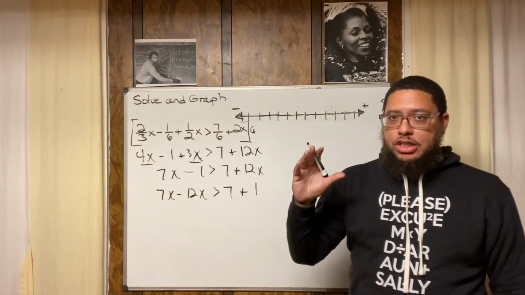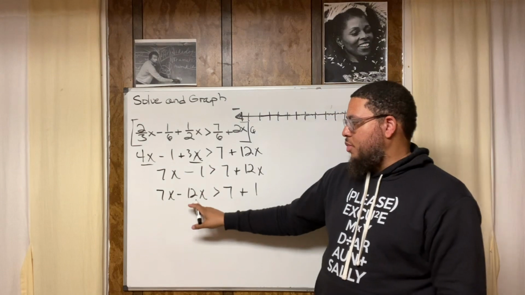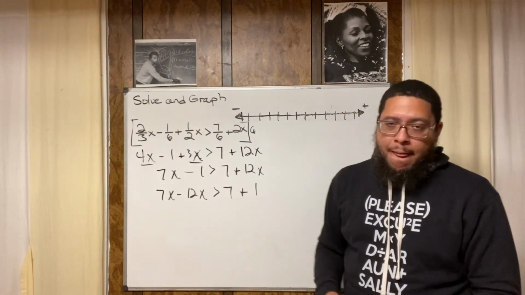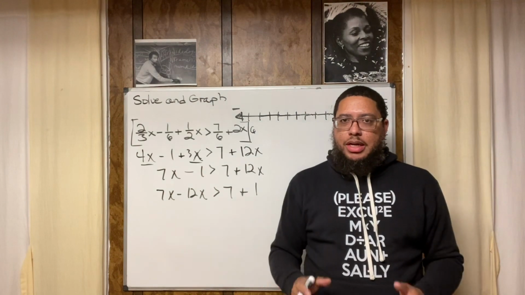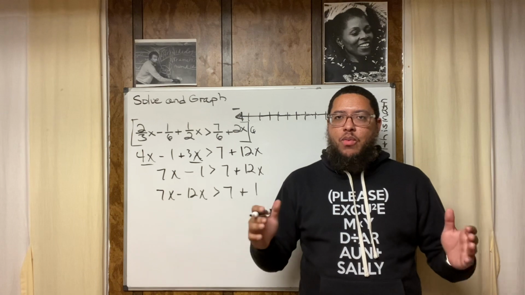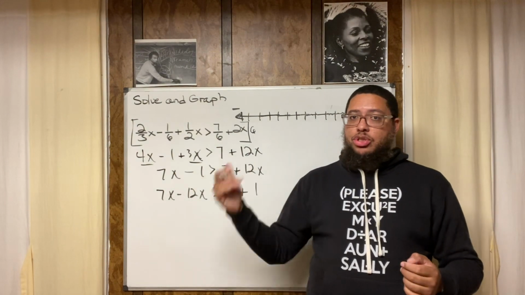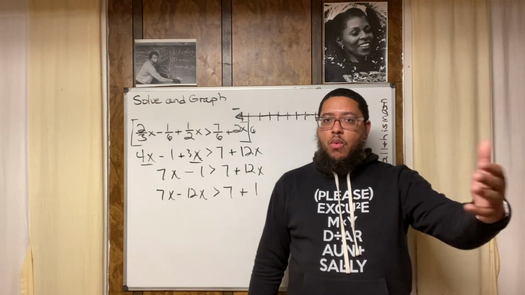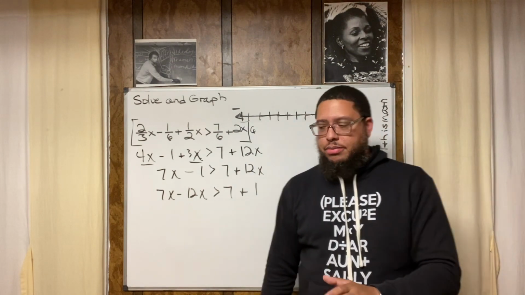Now take a minute and just look at what I just wrote. I just wrote 7x minus 12x is greater than 7 plus 1. So this is one of the things that teachers and professors like to do in class, and unfortunately, they sometimes don't explain why they did it. They don't explain what justified them to be able to do it. They just do it and they just expect you to know why it happened, right? I'm going to explain to you why it happened, all right?